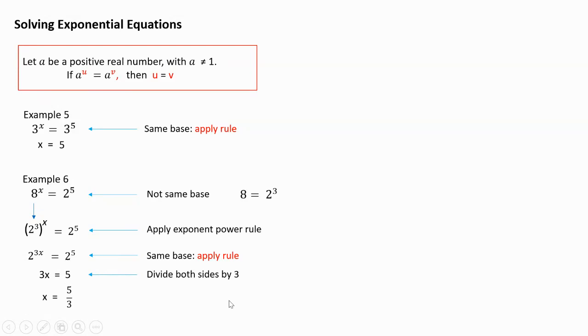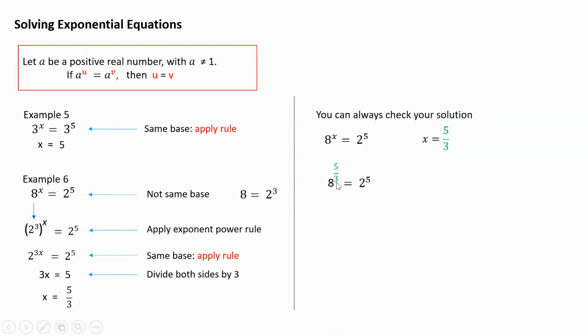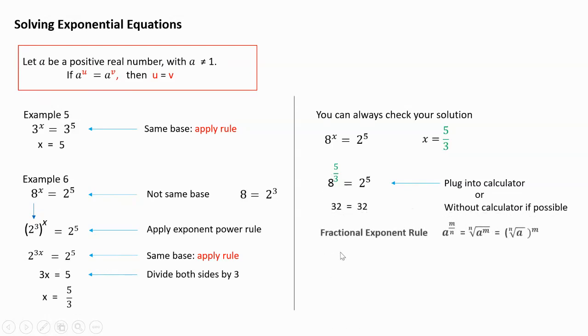And again, what's good about these, like any other equation, is that you can always check your work. So you can always check your solutions. How does that work? Okay, I'm going to plug in the solution, which is 5 over 3, into the x. Now this, you can actually put in the calculator, or you can use a rule, or do it without the calculator if possible. Let me show you both. So this will be 32 to the 5 over 3.